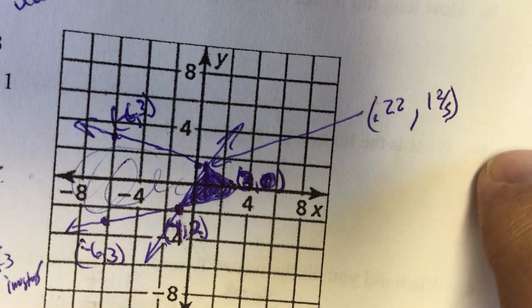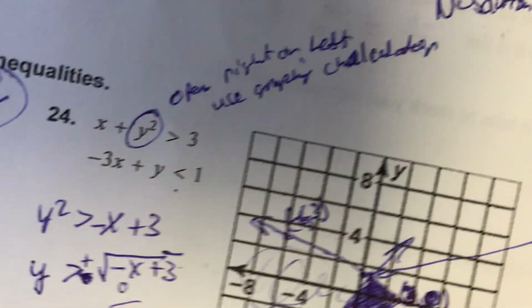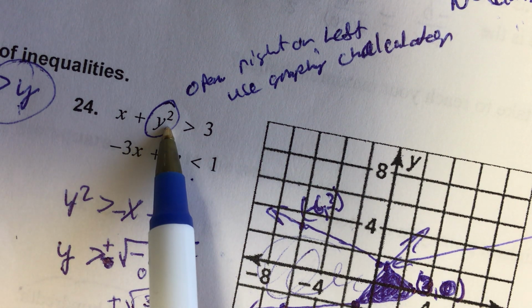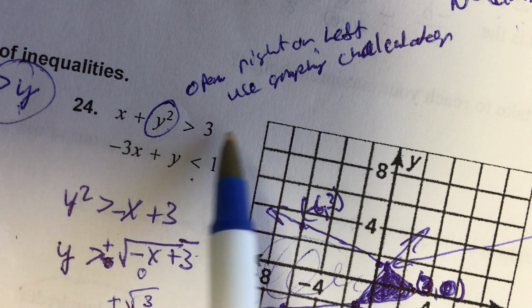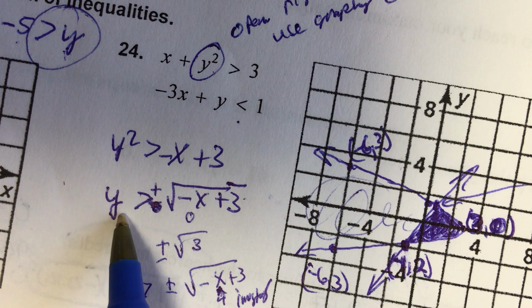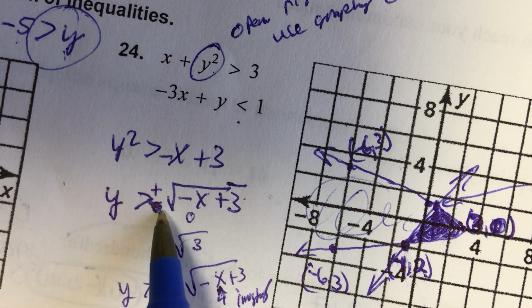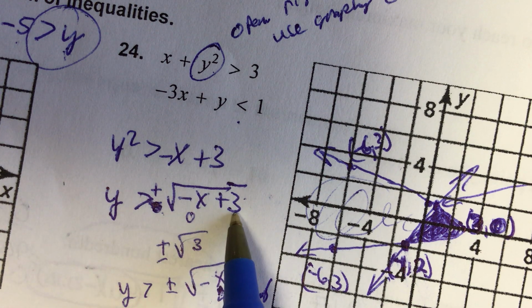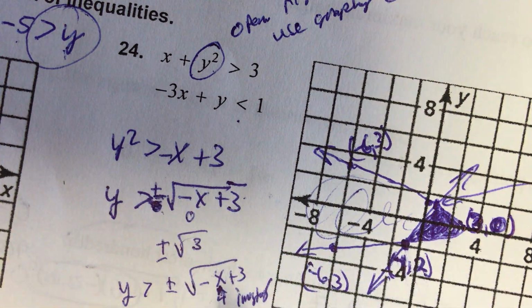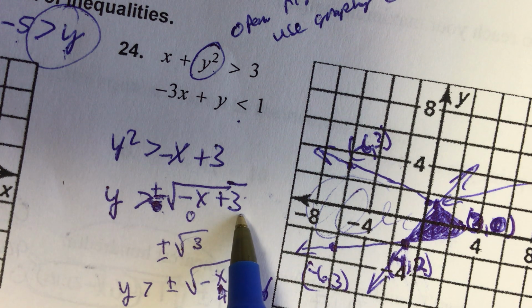We're going to graph this sucker. And it is kind of beastly because of the y squared. So I have to solve for y. So I actually subtract the x. You'll see that right here. And then I have to take the square root of both sides, which is plus or minus the square root of this. So I have plus or minus the square root of -x plus 3.